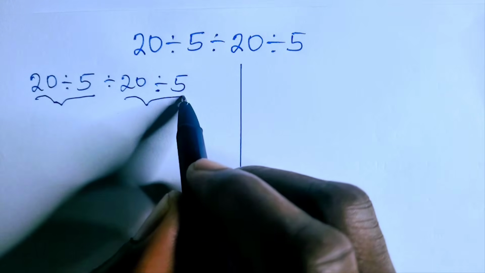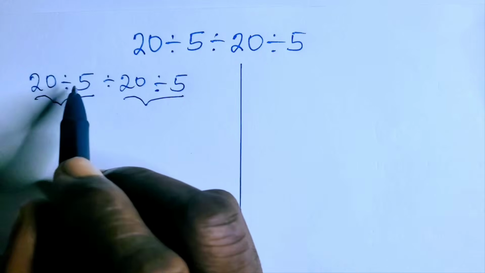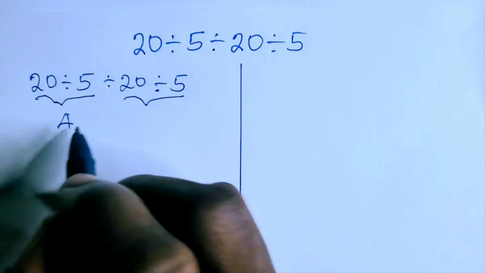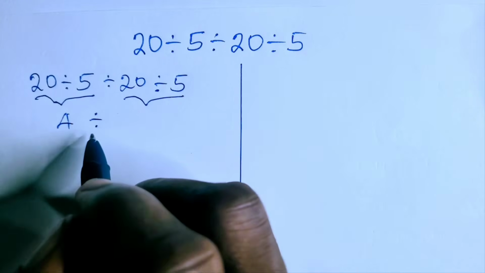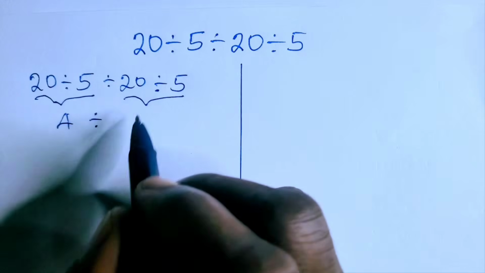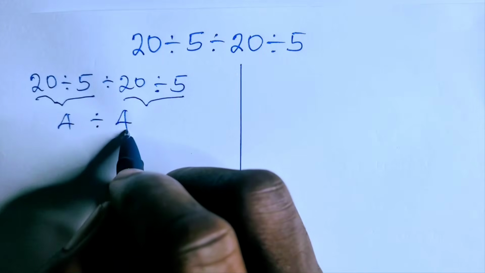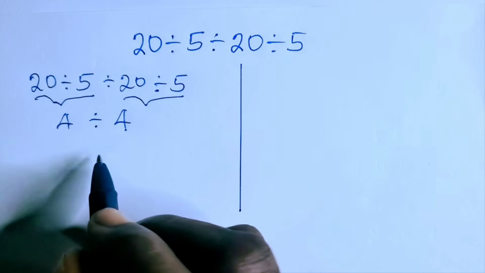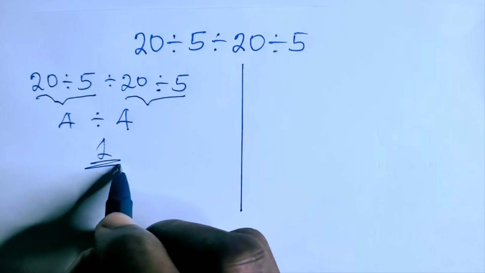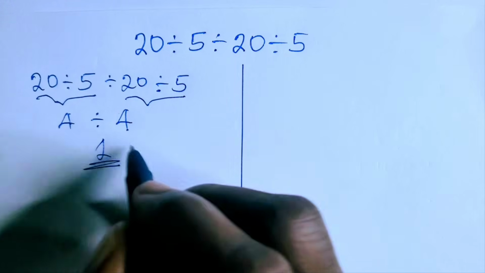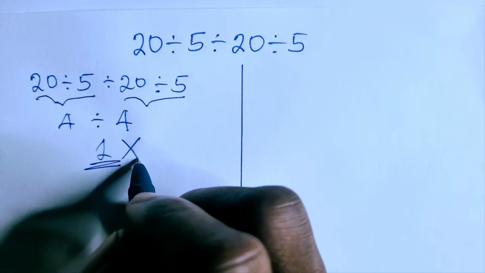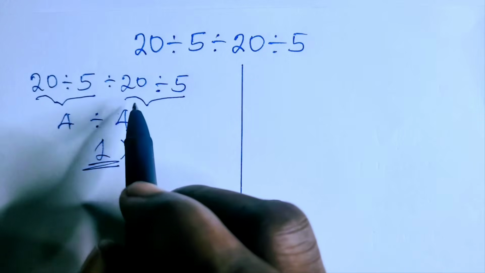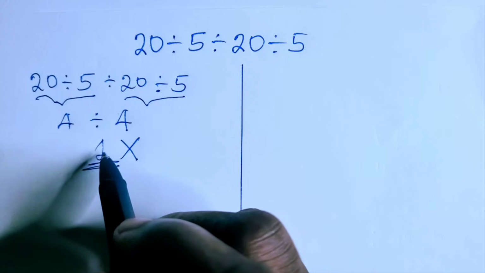and they write here 20 divided by 5, that is 4. Bring down this division here, 20 divided by 5, that gives 4. And right here, 4 divided by 4, that is 1. But this answer is wrong. Then as such, this first approach is completely wrong.